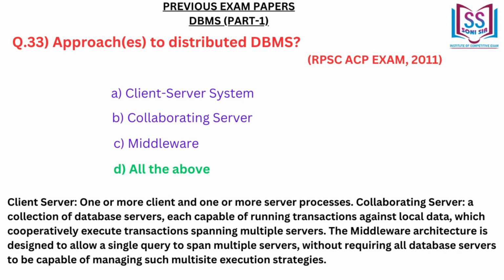Collaborating server, a collection of database servers, each capable of running transactions against local data, which cooperatively execute transactions spanning multiple servers. The middleware architecture is designed to allow a single query to span multiple servers, without requiring all database servers to be capable of managing such multi-site execution strategies.